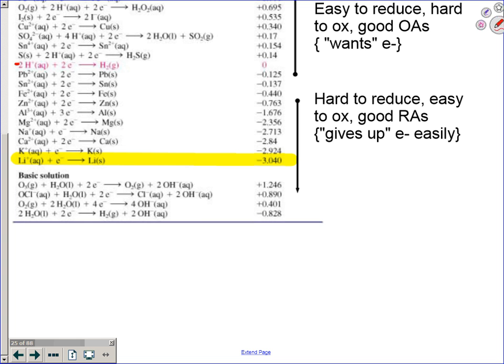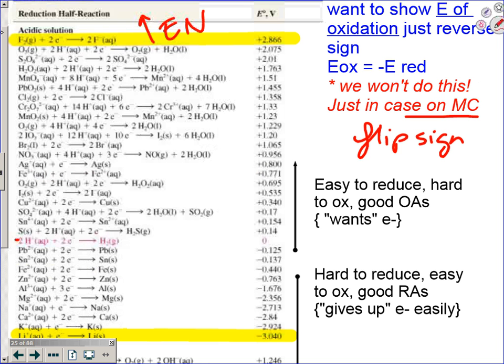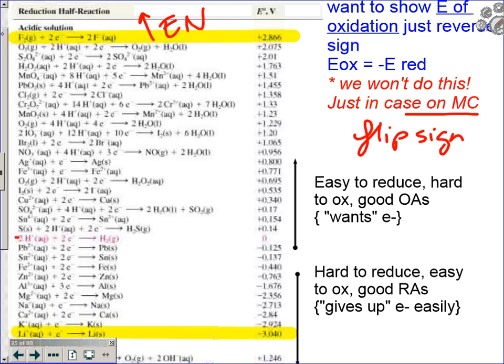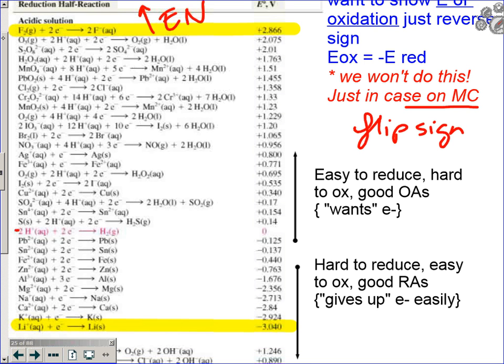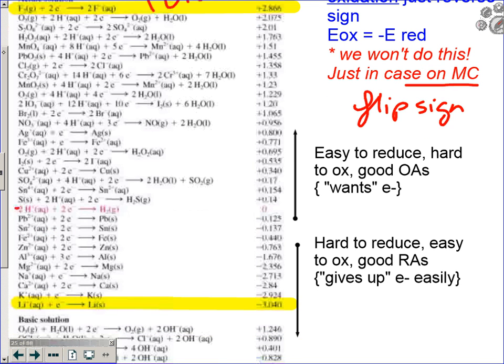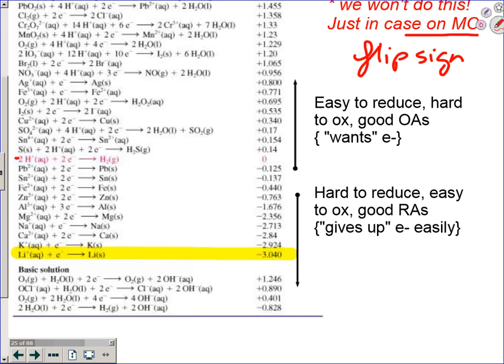But yeah, lithium being a -3 and fluorine being a +2 would be 2.8 minus a -3. That would be like a 5-volt battery just from like 1 mole of each of these, which would be really good. So yes, the bigger the difference, the better the battery because we get more cell voltage.